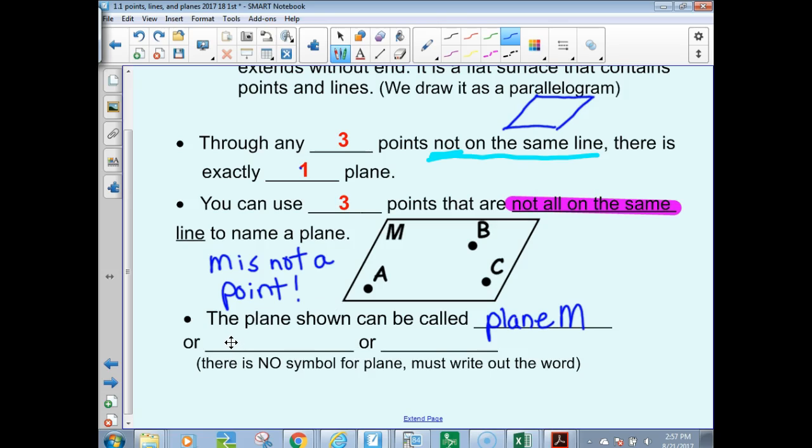The other way you could name the plane is using the three points A, B, and C, but you have to write the word plane. Every time you name a plane, you have to use the word plane. So this could be plane ABC. Or you can scramble the letters up. So if you wanted to spell a word, you could do plane CAB.